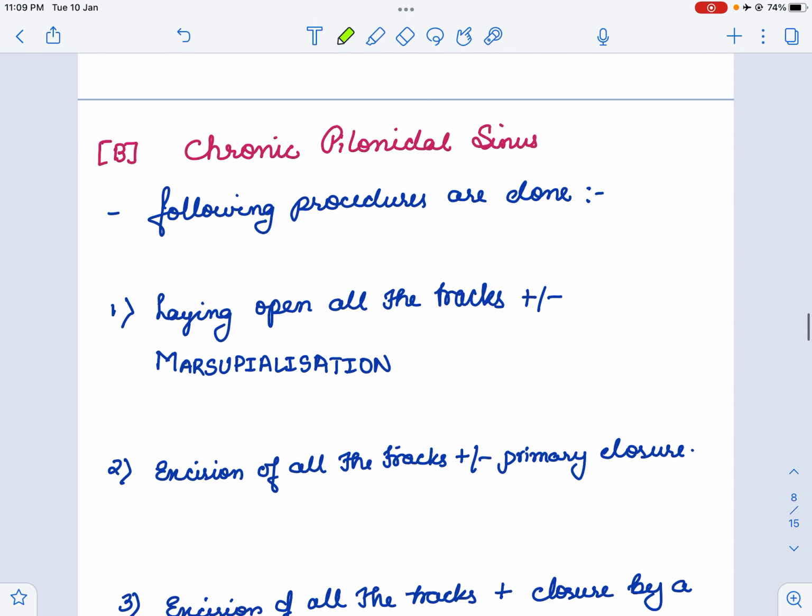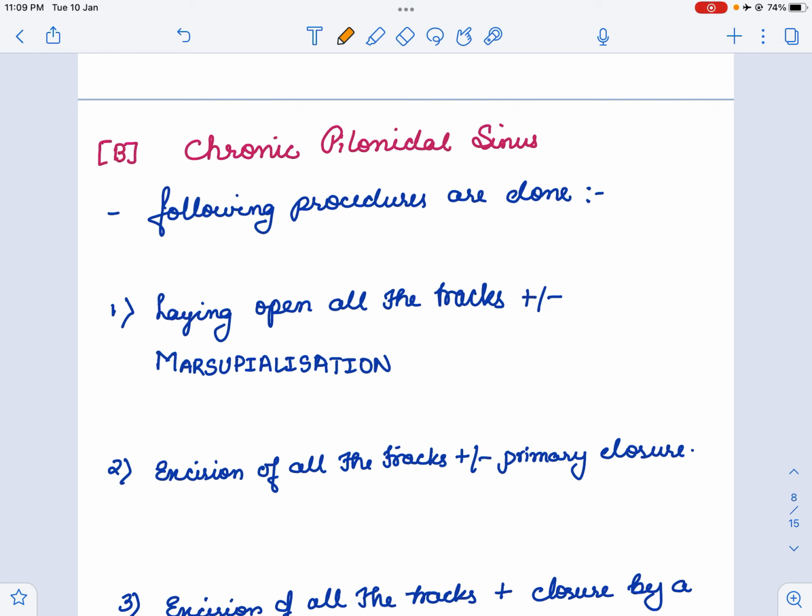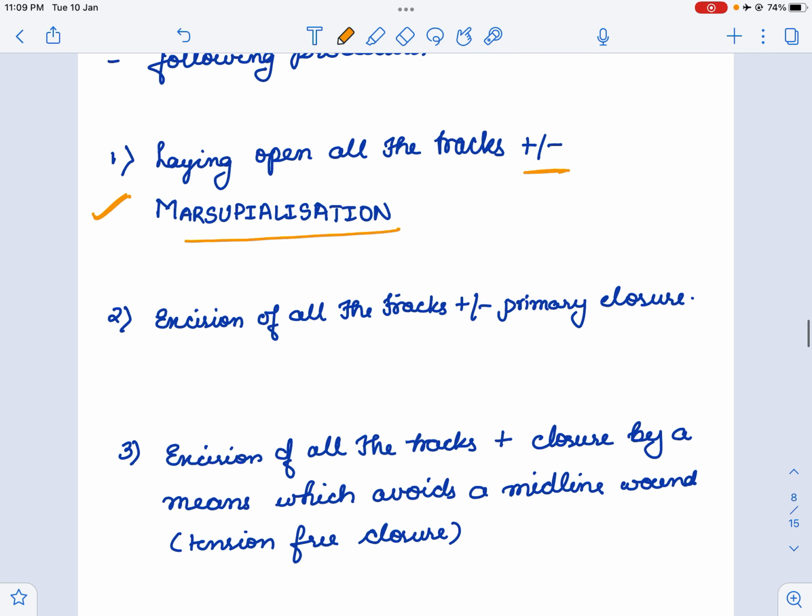Now, supposing a patient comes with chronic pilonidal sinus, then what do you do? There are certain procedures which can be done. First, this is the easiest option: you lay open all the tracts, and you may or may not do a marsupialization. Second, you excise all the tracts plus or minus primary closure. So, after excising it, you can either leave it to heal by secondary intention, or you can close it primarily.